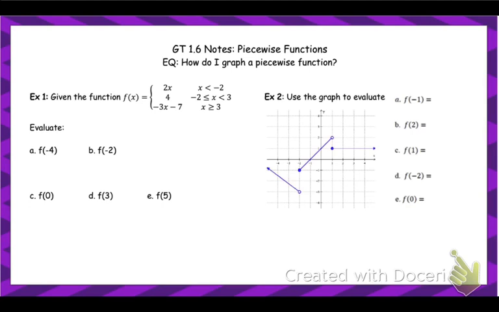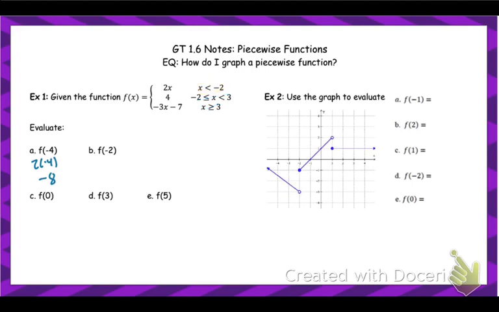I'm going to start by evaluating f of negative 4. When x is negative 4, I need to look at my domains and figure out which domain negative 4 is actually a part of. Well, that's this first domain, when x is less than negative 2. So if I plug negative 4 into the original, I get negative 8. I only plug it into that first one, because the other domains don't include the x value of negative 4.